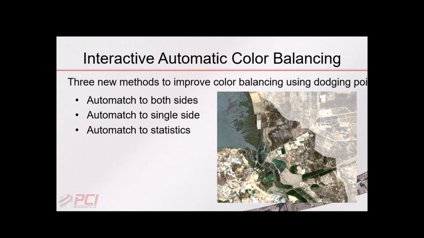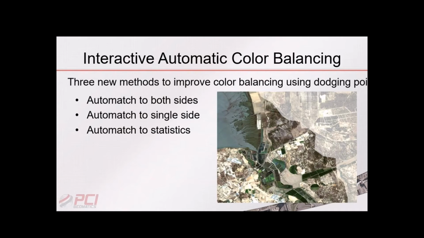The first feature I want to demonstrate is our new interactive automatic color balancing functionality for dodging points. This feature, in my opinion, is truly amazing. It allows you to quickly edit the color balancing along seam lines by automatically determining the optimal brightness and contrast levels for you. Let's say previously a manual color balancing task maybe took 30 minutes to complete. With this new functionality, that 30-minute task can now be a 5 to 10-minute task. So it's an extremely convenient tool for doing color balancing.